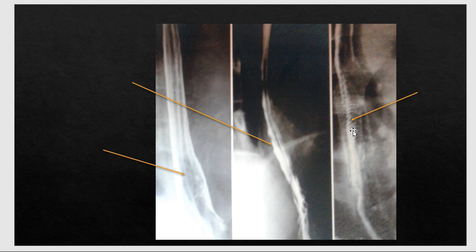As you can see here, longitudinal folds here in these two, and in the last one you can see the transverse pattern here due to contraction of the longitudinally oriented muscularis mucosae fibers, right? Here you can see, I think you can appreciate here transverse folds. So this is the mucosal relief view. A small amount of barium is used.